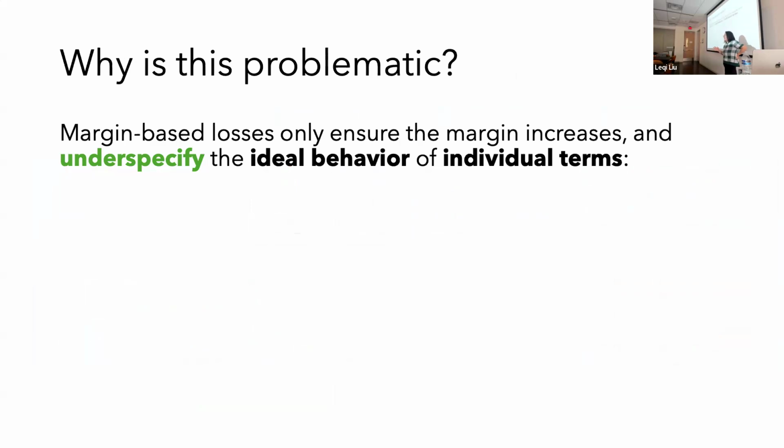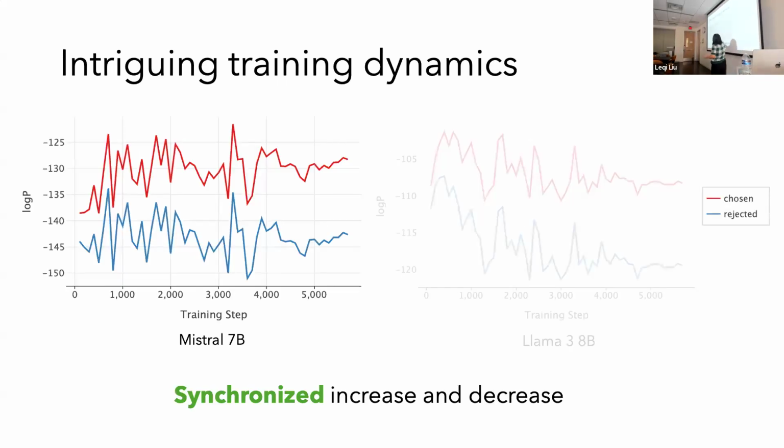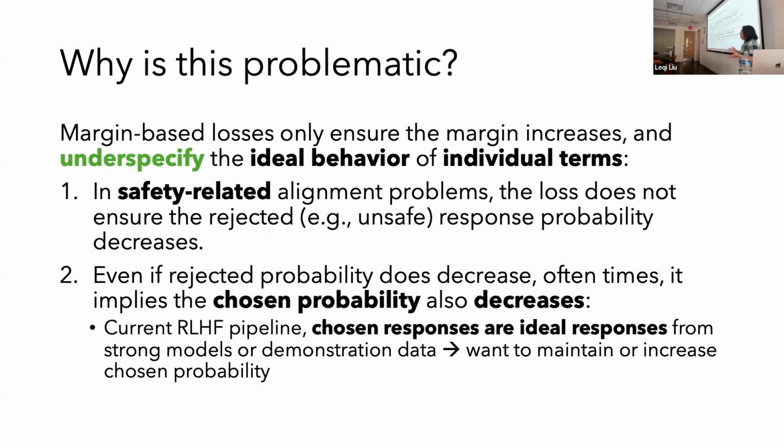Before we answer why, we should first ask ourselves whether this is even something we need to worry about. It turns out that yes, in some settings. The main reason this happens is that margin-based losses fundamentally underspecify the behavior of the individual terms. We don't specify the behavior of the log probability of the chosen and the log probability of the rejected. Because of this, there are several consequences. The first is in safety-related alignment tasks, where we want the probability of the rejected response to decrease, hopefully never happen. But because of the synchronized update, sometimes the probability of the rejected response overall actually increases over time. The second is that even if the rejected log probability is decreasing, these synchronized updates almost always imply that the chosen probability will decrease at the same time.